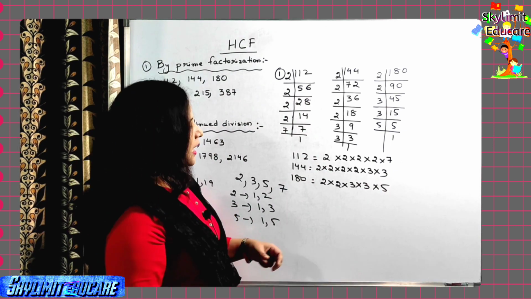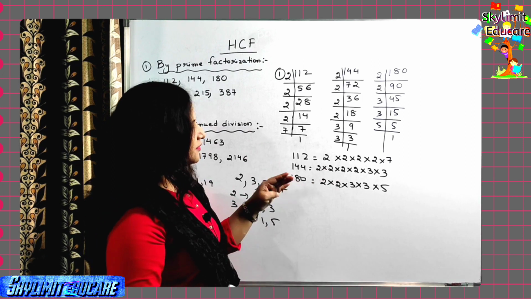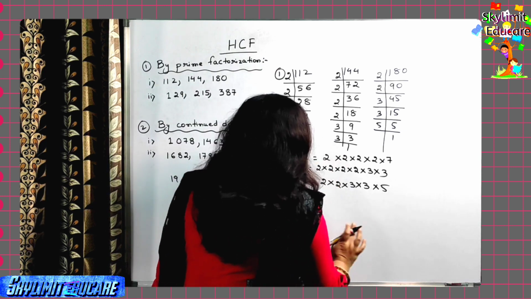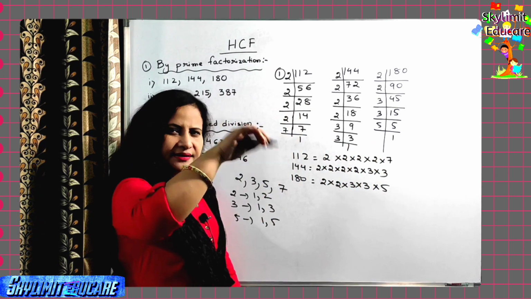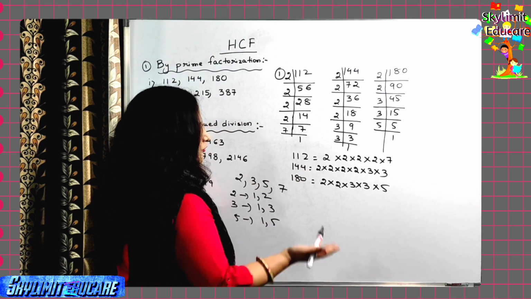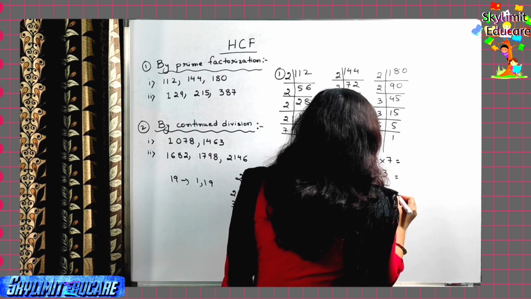Okay. So now, students, in your lower classes, till grade 5th, what you used to do was take the numbers which are common to all and circle them, right? But now we'll be using a slightly different technique to find the HCF. Just see how I am going to find it.